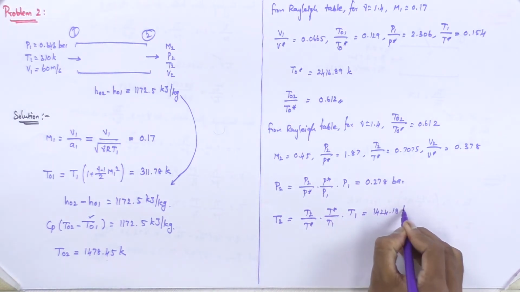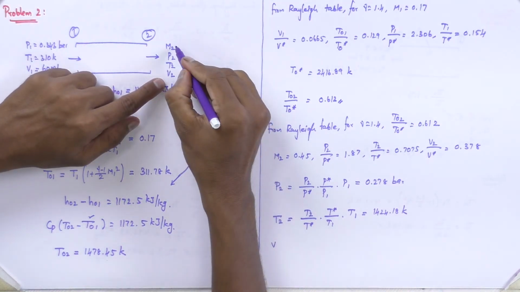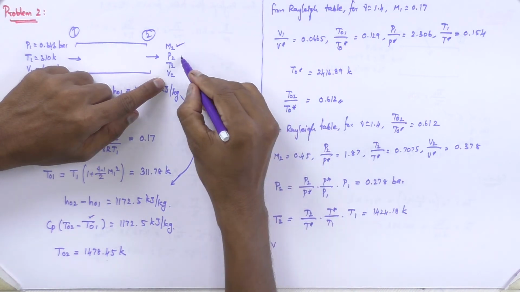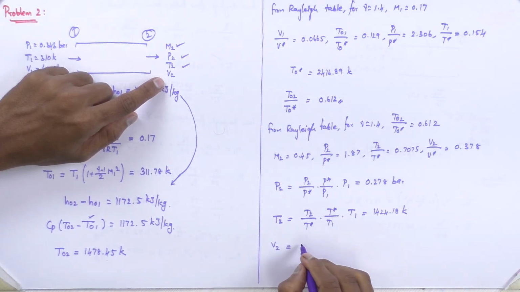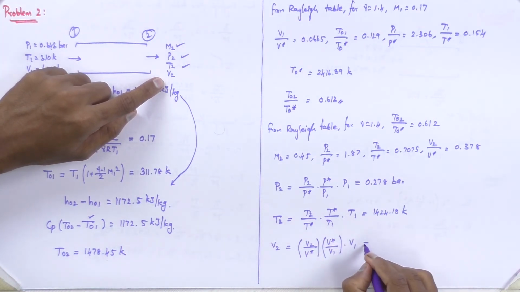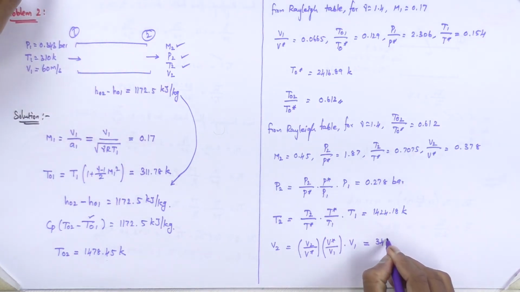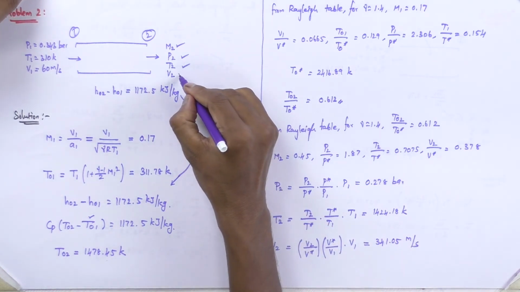Then we need to calculate velocity. We already calculated M2, P2, T2. Now we have to calculate V2, velocity at region 2. This is equal to V2 by V star by V1 into V1. So after the calculation we will get this V2 value as 341.05 meter per second. So this value also we have calculated.